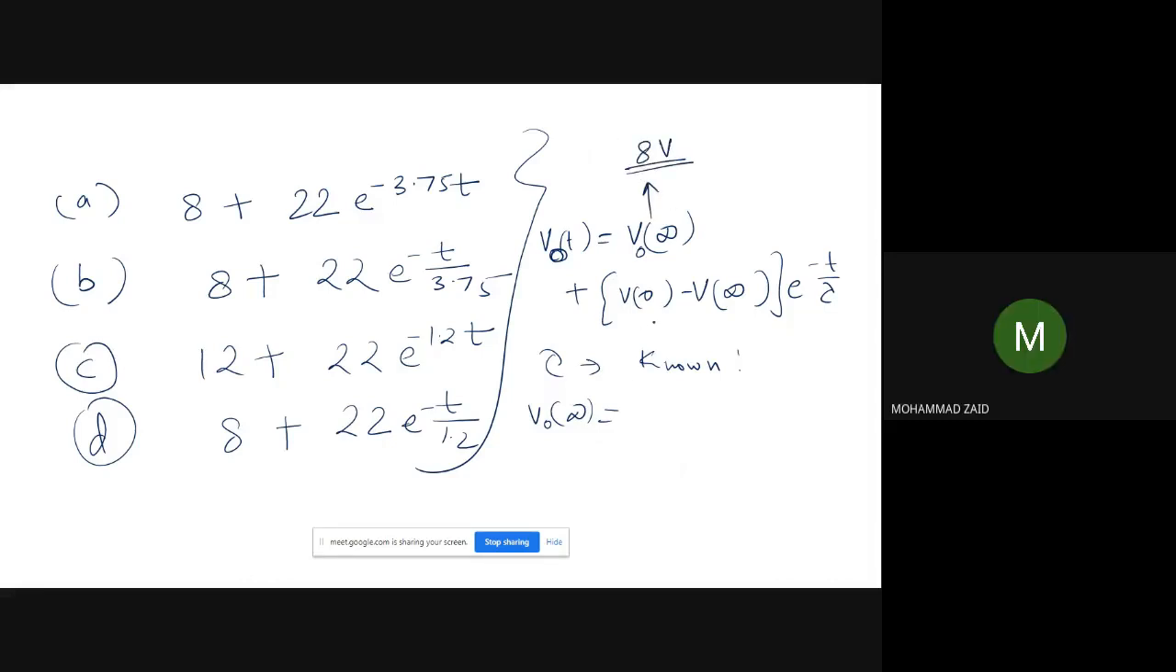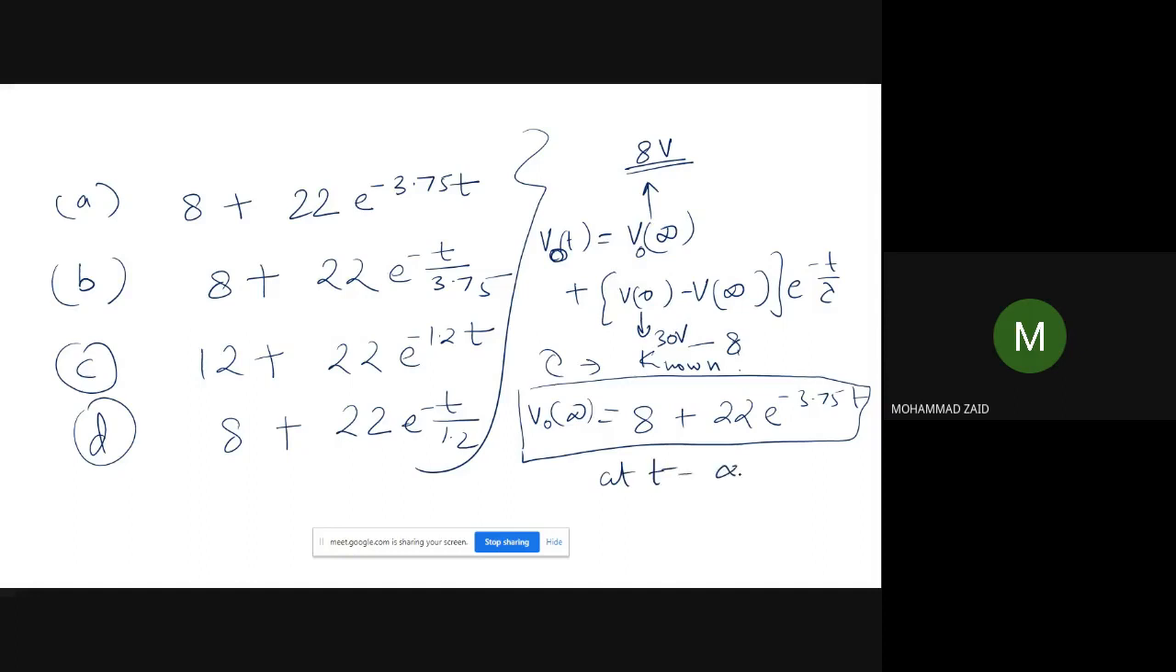V0 at 0 is already known, that is 30 volt, because it is a combination of VC1 plus VC2. This is already given, this is 20, this is 10, so it will become 30. 30 minus 8, it will become 8 plus 22 e to the power minus 3.75 t. So at t is equal to infinity, V0 will become 8 volt. So that means the first option is correct.